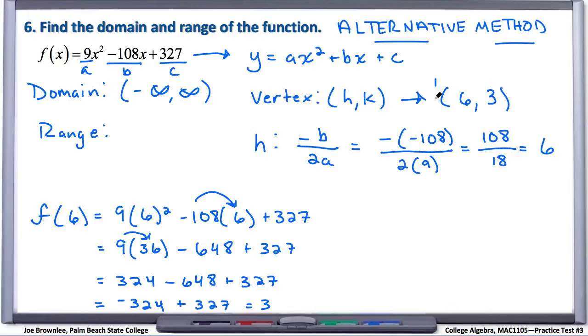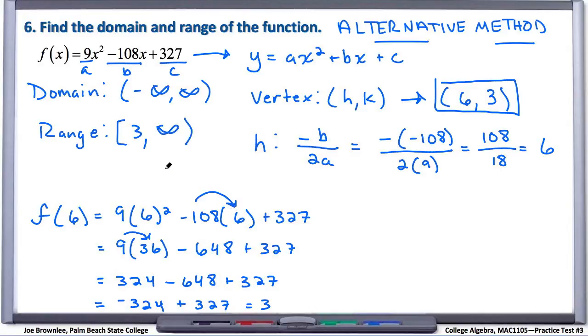Notice we still get the same vertex that we did in method 1 when we completed the square. This is just an alternative method. And in this case, this one is probably easier to find the vertex using this method versus completing the square. All right, but at any rate, because this parabola opens up, remember that the vertex for a parabola that opens up is the lowest point on that graph, which means the smallest y value this parabola will ever have is positive 3. And since the graph opens up, that means the y values only get bigger from 3, and they get bigger up to positive infinity.